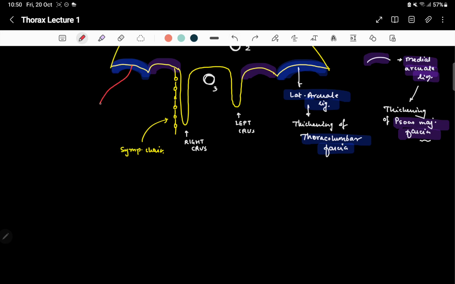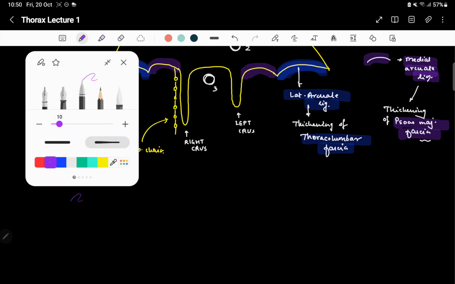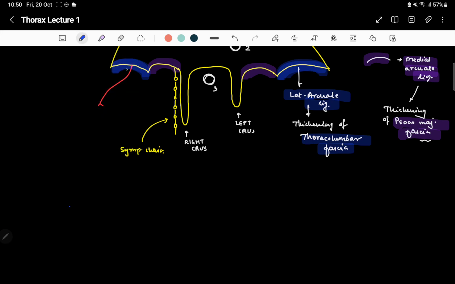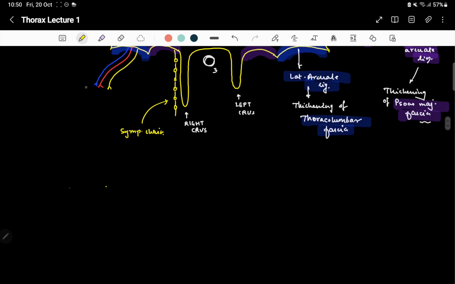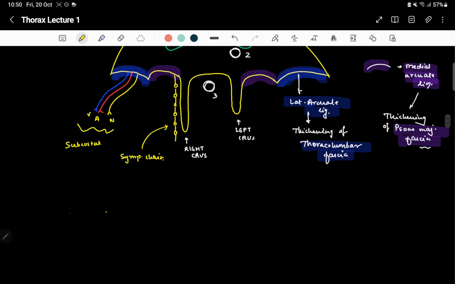Here we can draw in a sequence here, like this and like this. Here we have vein, artery and a nerve. Which veins, which arteries and which nerve? These are the subcostal. Okay, you can have subcostal vein here, subcostal artery and your subcostal nerve.